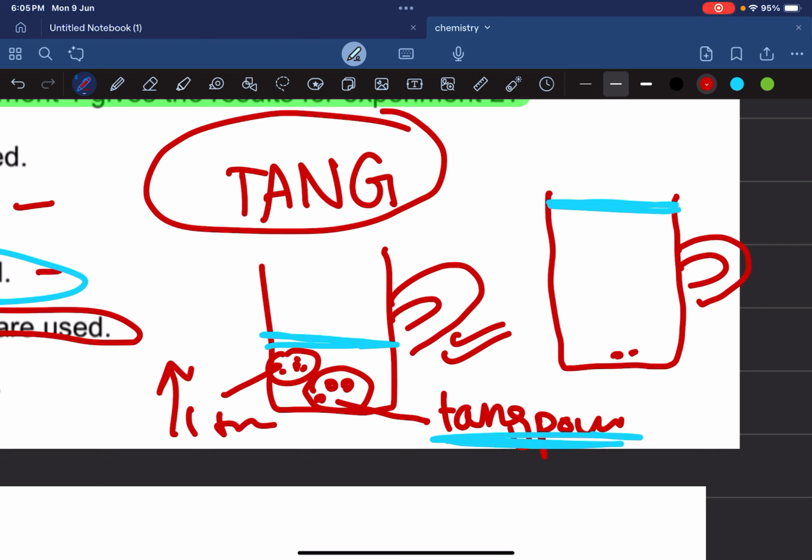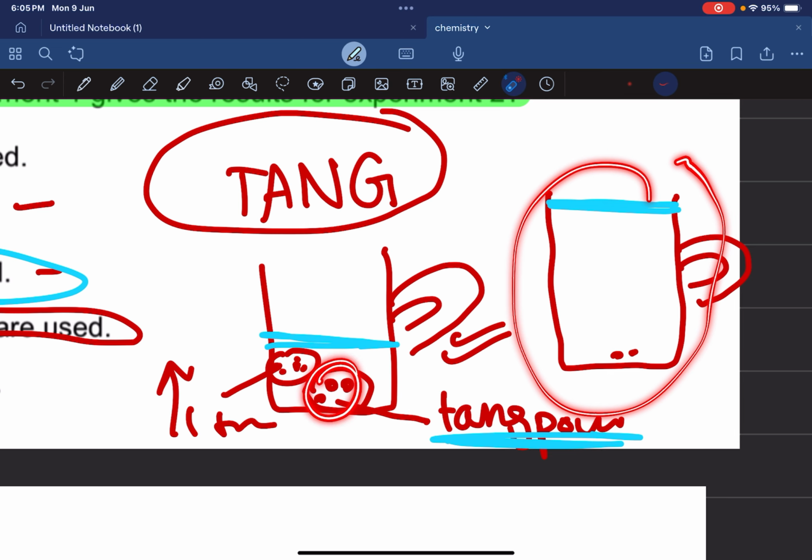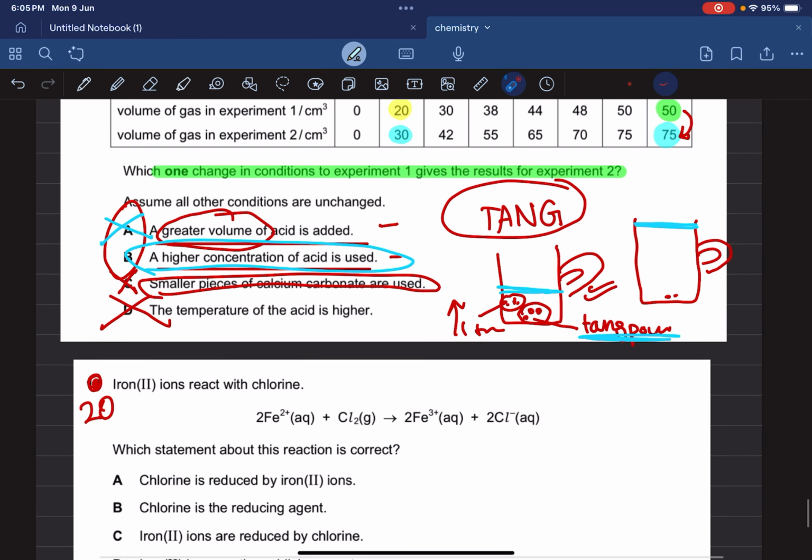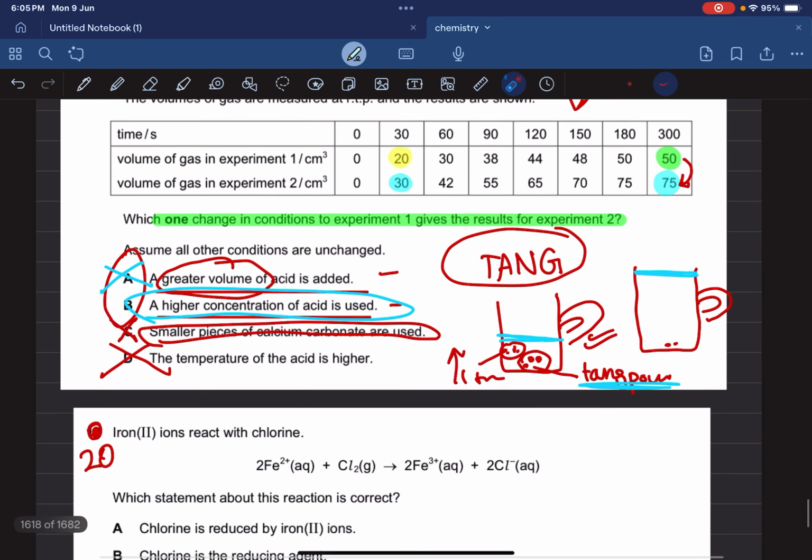Okay, if I increase the amount of limiting reactant, not the volume, because increasing the volume means the amount is the same. What you do is you just add more water to it. So I hope I tried my best to explain as well as possible, making option B the correct one, that you had to use a higher concentration of acid.